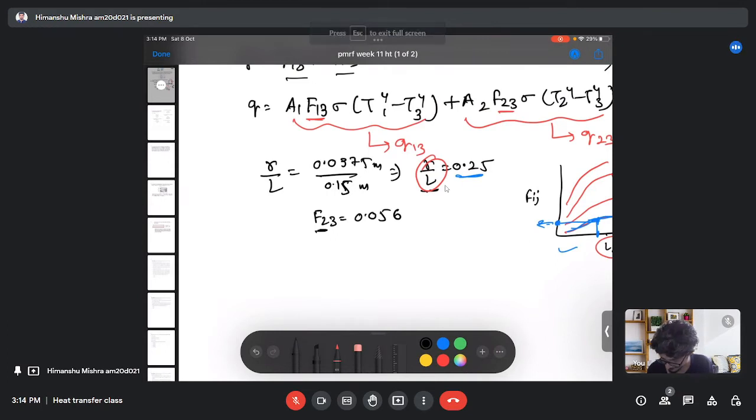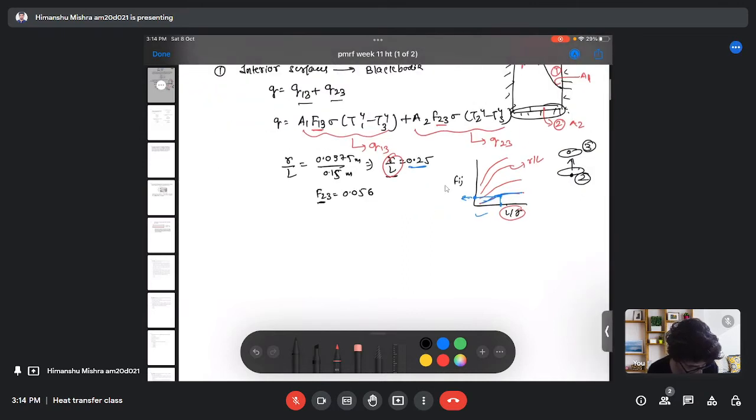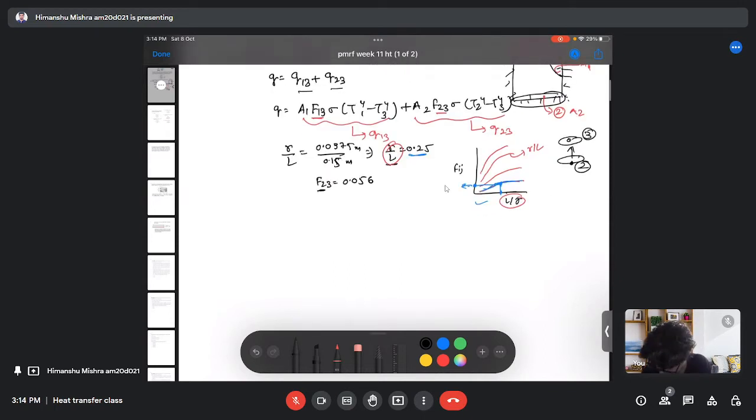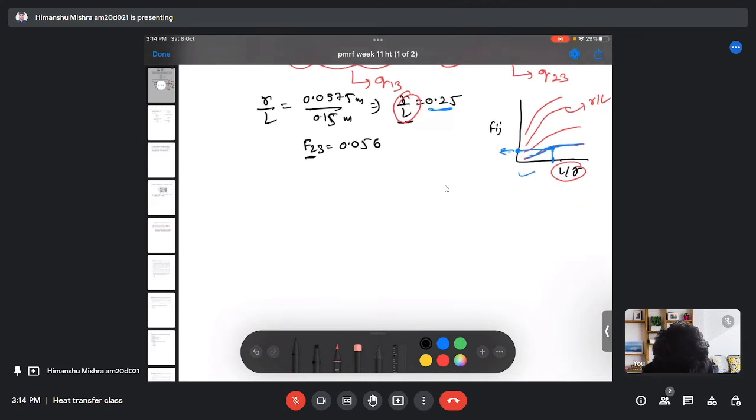Now we have the view factor F23, and we need to find the view factors F12 and F13. That means the radiation emerging from surface 1 going toward surface 2, and F13, the radiation emerging from surface 1 and going towards surface 3. For this, let's write the summation rule.